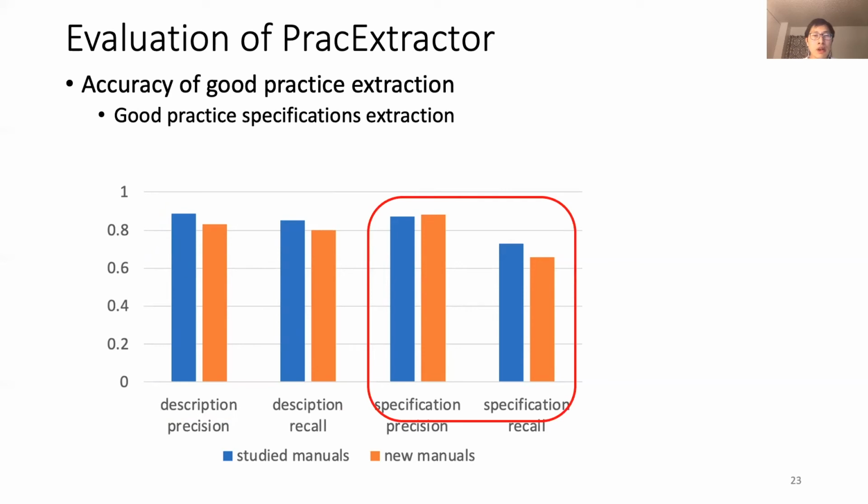The right 4 columns show the precision and recall for specification extraction. The precision for the new manuals is close to the studied manuals. The recall for the new manuals is lower than the studied manuals. This is because some semantic patterns only exist in the new manuals, but not in the old manuals. It can be further improved if we incorporate more data in the training set to include these new patterns.